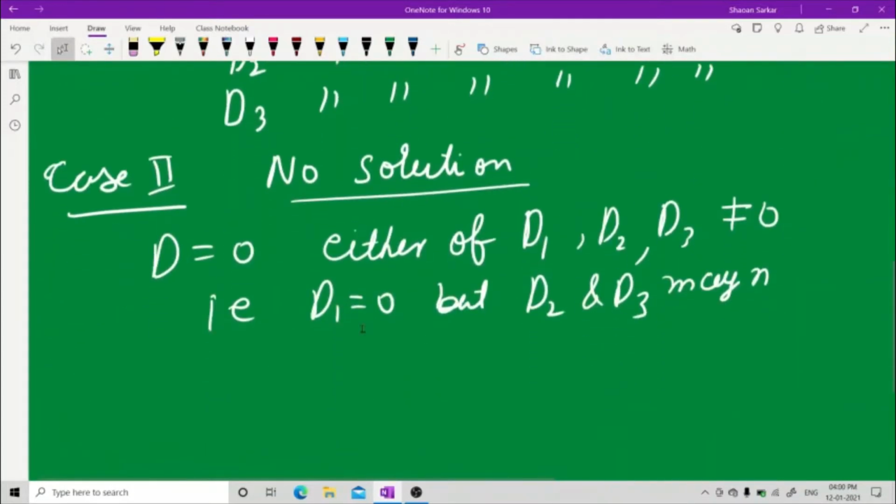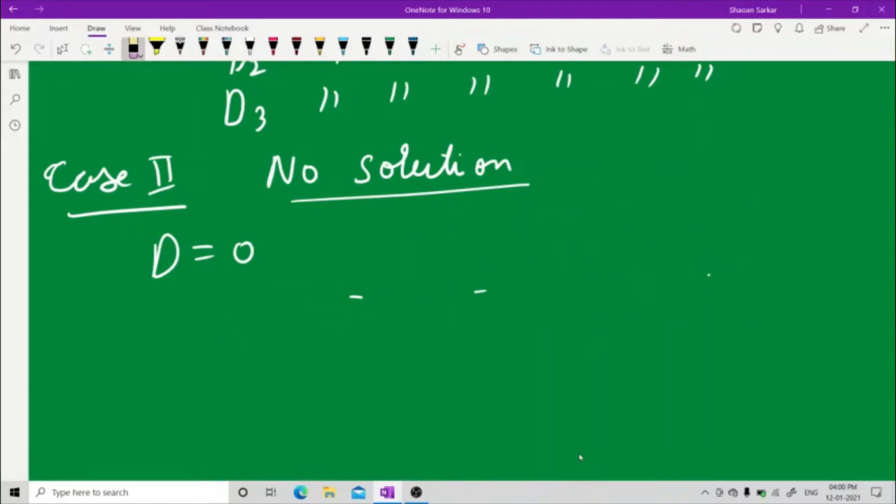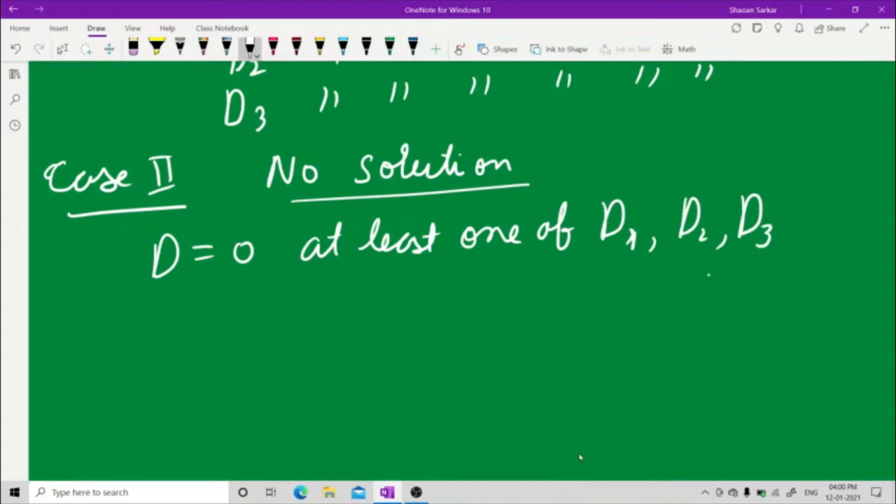Now for no solution, D has to be 0. I'll rub this out to make things easier for you. Now see what is the situation for no solution. For no solution, D is 0 and at least one of D1, D2, D3 is not 0. This is a very, very important line.